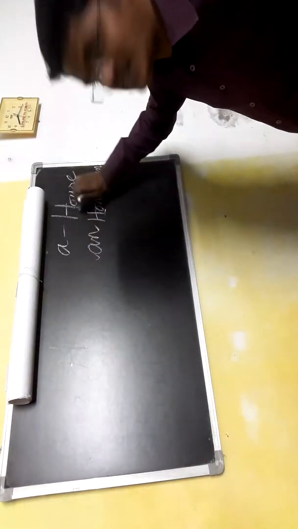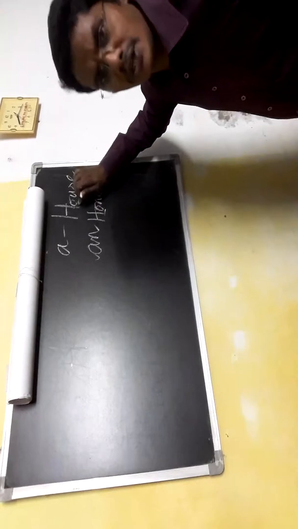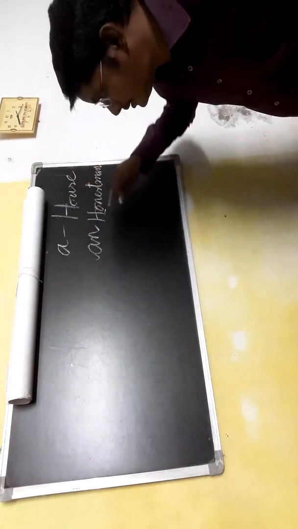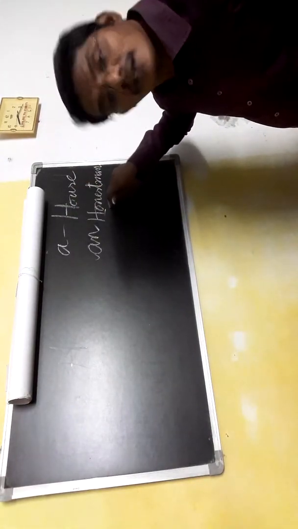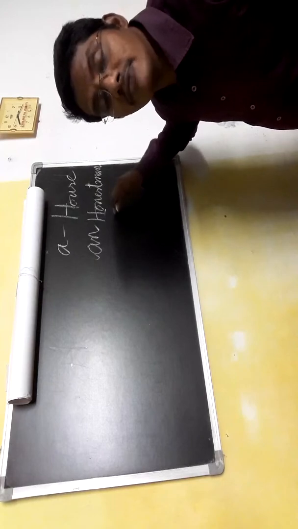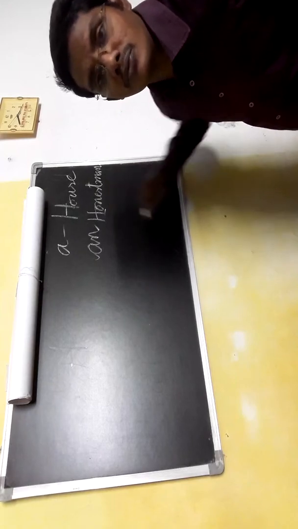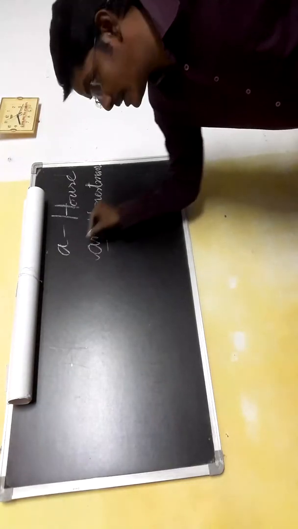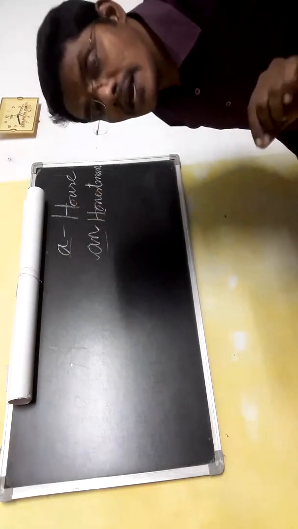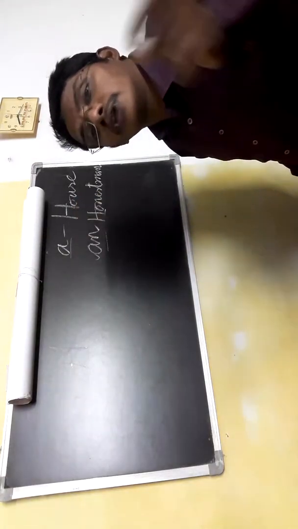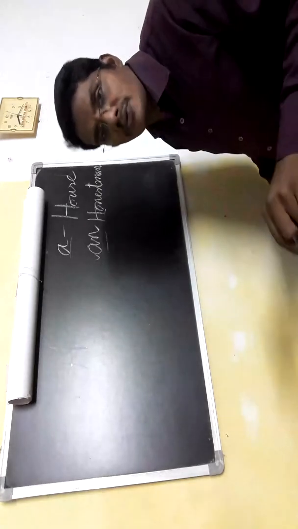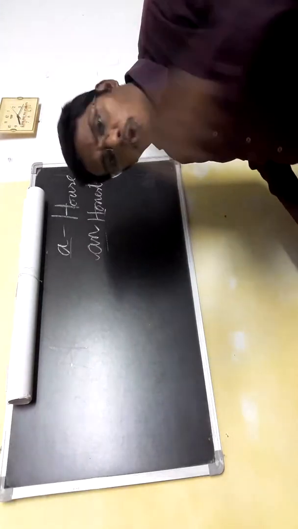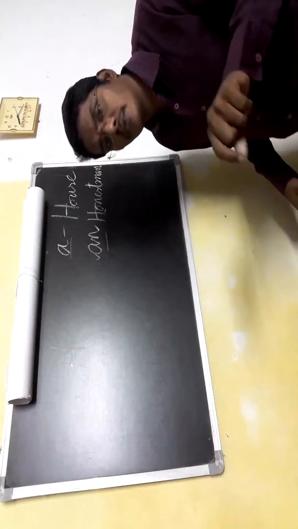So here this H is a consonant and we use a. Here this H is a consonant, but it gives a vowel sound. That is the reason we use an here. So where do we use a? A should be used before the consonants or consonant sounds. Where do we use an? An should be used before the vowels or vowel sounds.